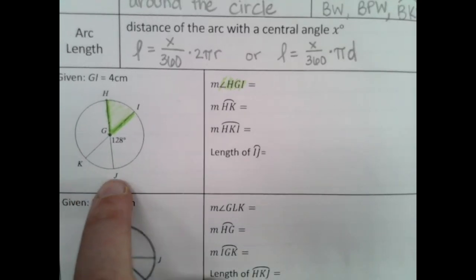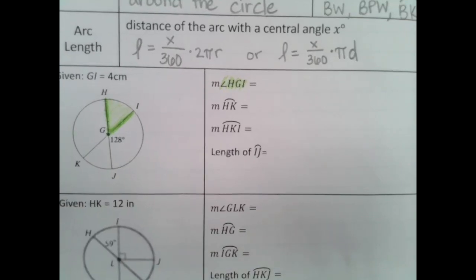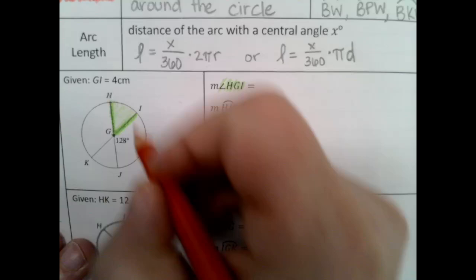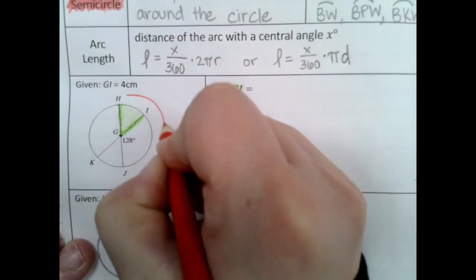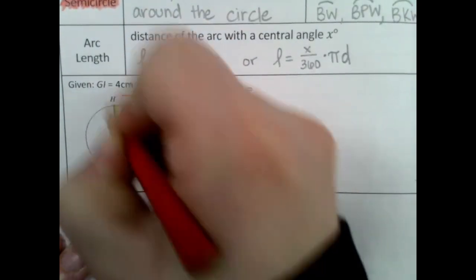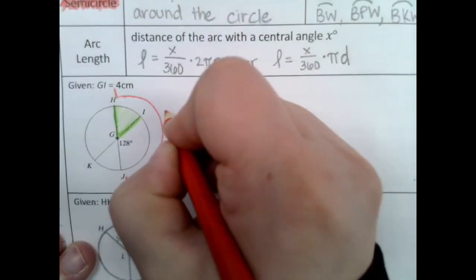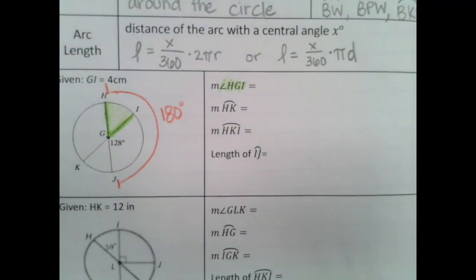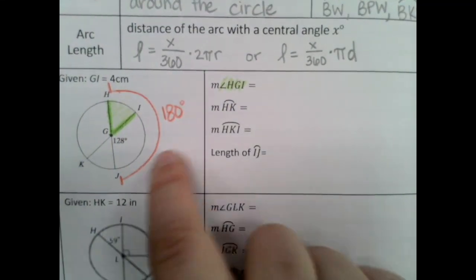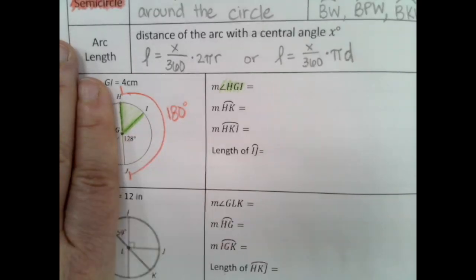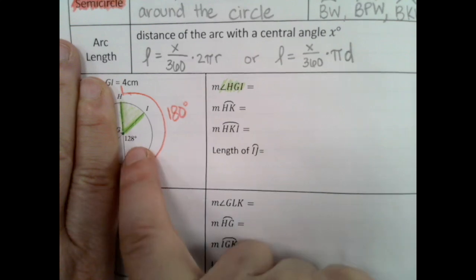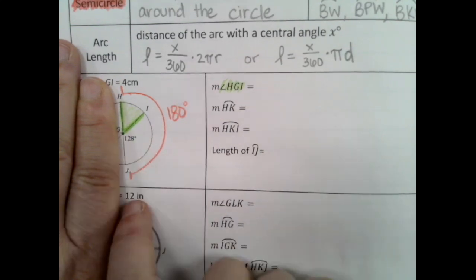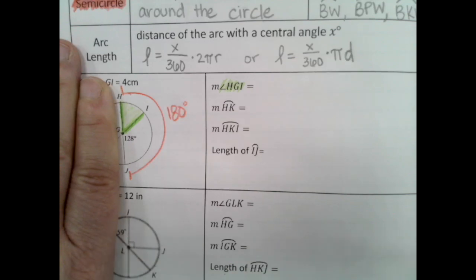What I know about the circle is that the whole thing is how much? 360. How much is half of the circle? 180. So from H all the way to J is 180 degrees. So if I know that H to J, half of it is 180. On the bottom part here, I know it's 128 degrees. How can I find the missing part?